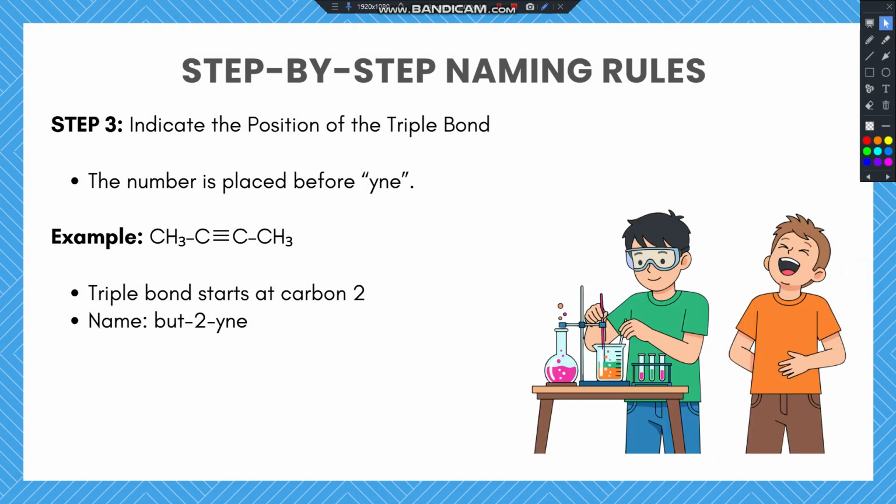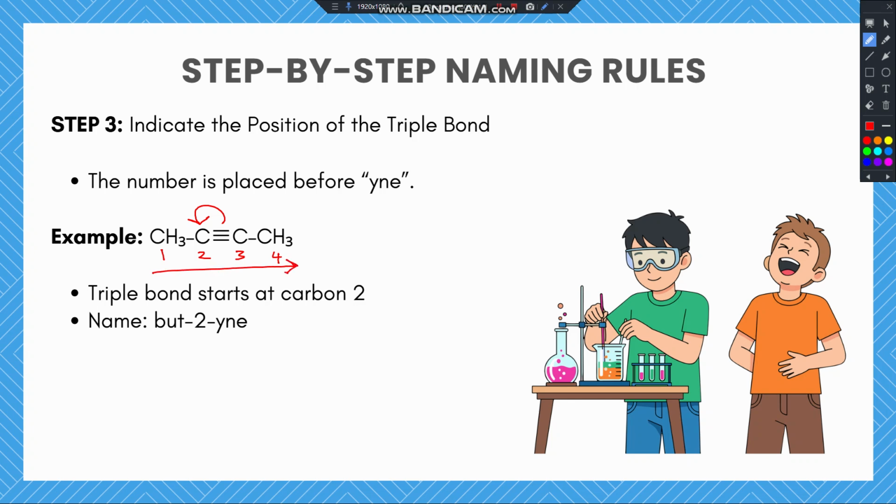And then the third step would be to indicate the position of the triple bond, just as we did previously. The number is always placed before the suffix. The number of the carbon atom that carries the triple bond is always placed before the suffix. So let's handle this example we're having on the screen. We have carbon number 1, 2, 3, and 4. The triple bond is located on carbon number 2 if we count from the left to the right.